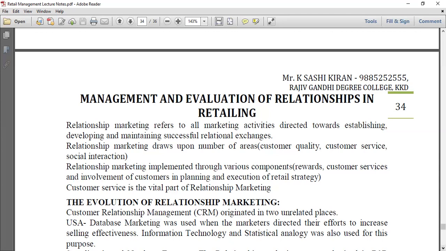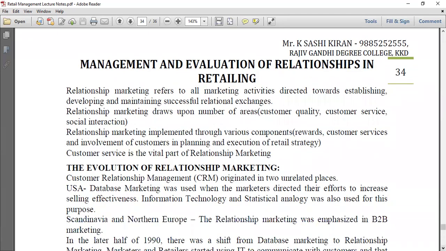Let us try and look at the evolution of relationship marketing. Now, before we move on to the evolution of relationship marketing, let us try and understand how relationship marketing is defined. So, relationship marketing refers to all marketing activities directed towards establishing, developing, and maintaining successful relational exchanges.